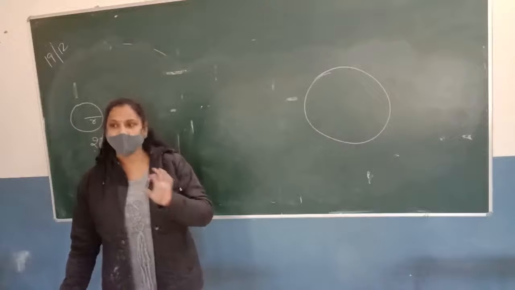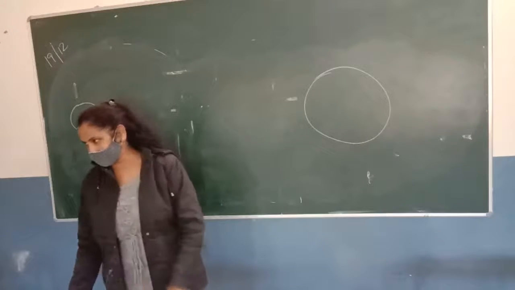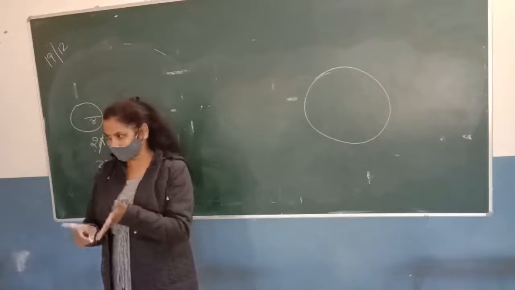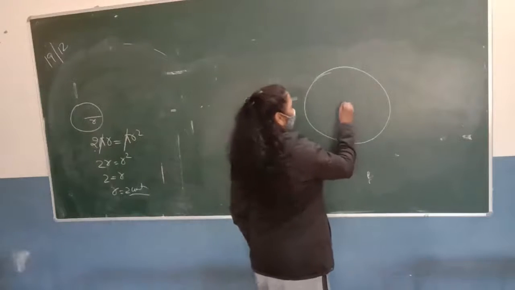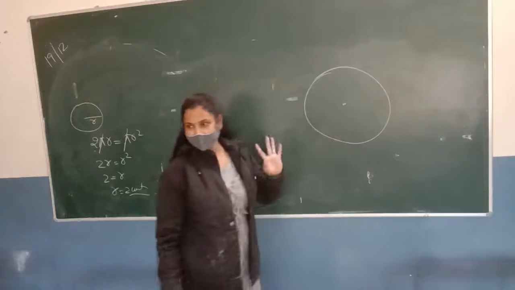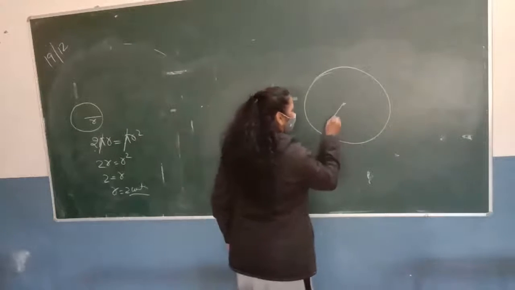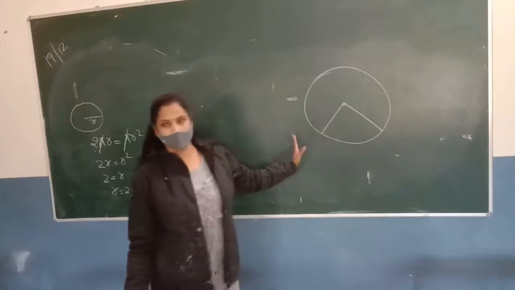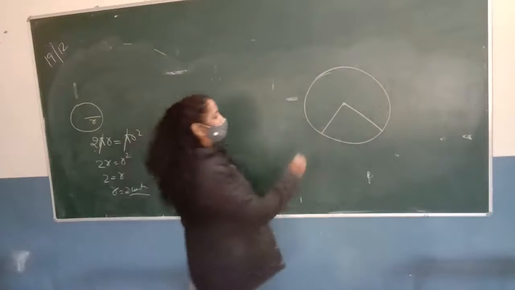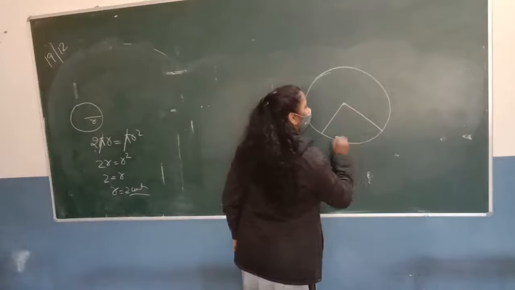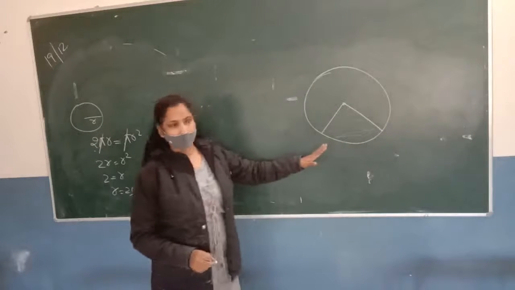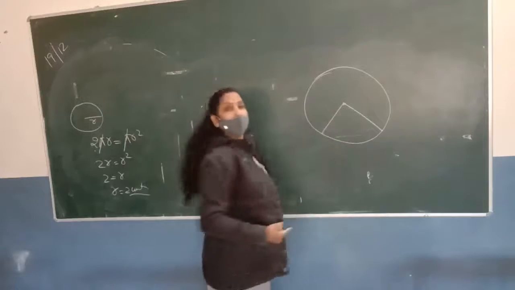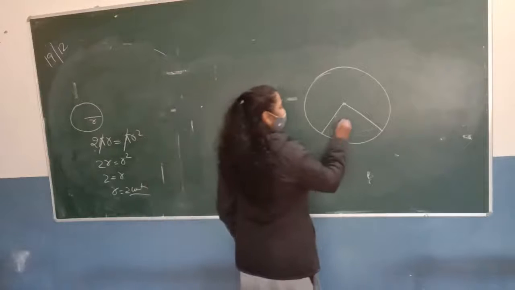For the next exercise, you should know some simple formulas. First of all, you should know what a sector is. Suppose this is a circle and this is the center of the circle. If you join the center with any other 2 points of the circle, this is called the sector. This small portion is called the minor sector, and this large portion is called the major sector.